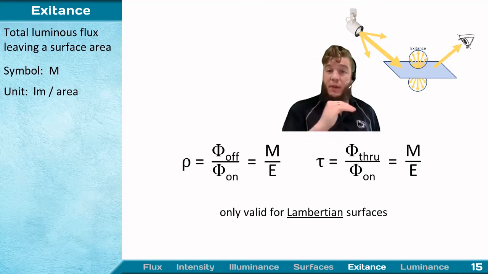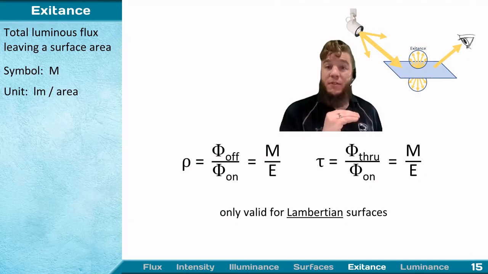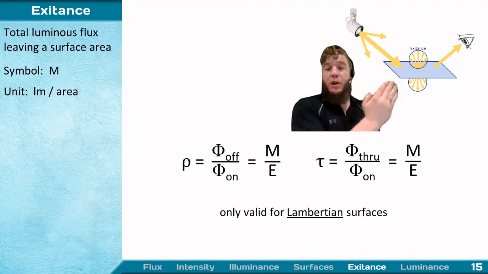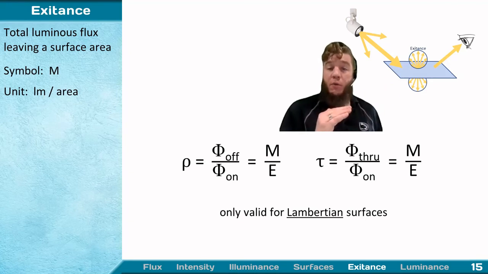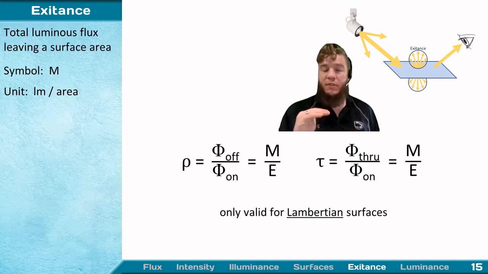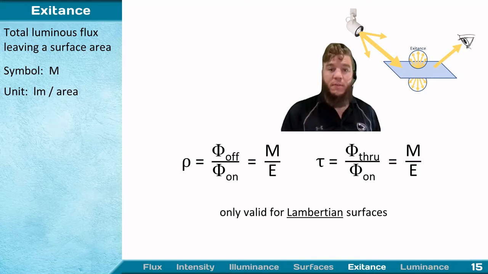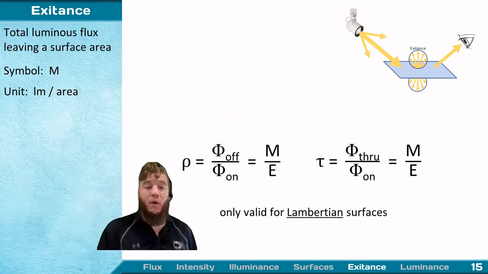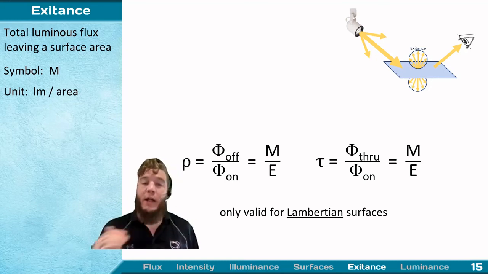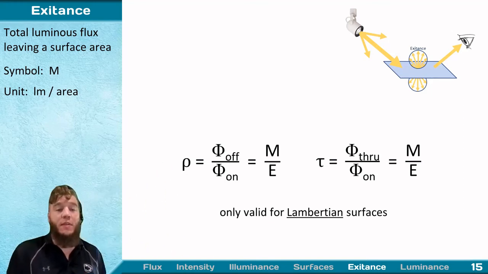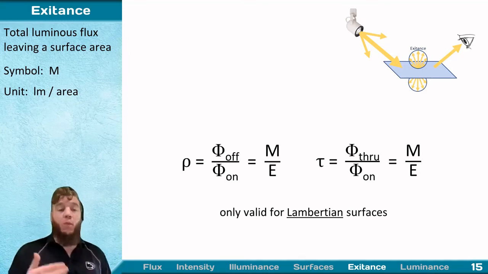However, there's a minor point of order here. It's the phi through. So the phi we measure underneath a surface, or the luminous flux we measure underneath the surface over the luminous flux falling onto that surface is the ratio of transmittance. Again, this is only valid for Lambertian surfaces. These equations are only valid for Lambertian surfaces. And in fact, we're only really going to talk about exitance in general when we're talking about Lambertian surfaces.